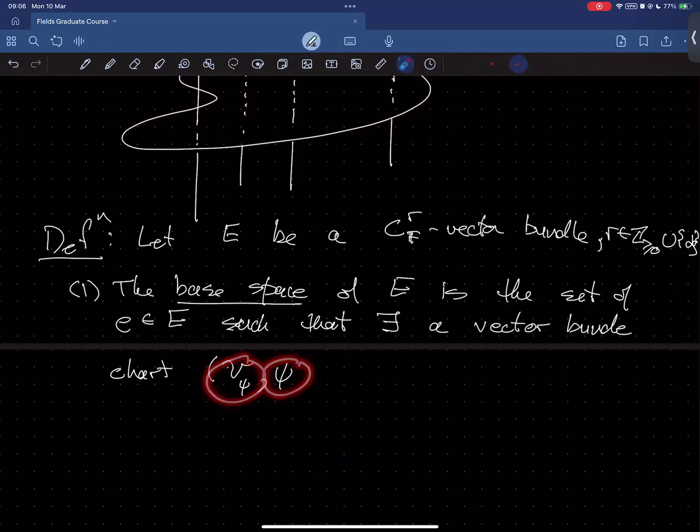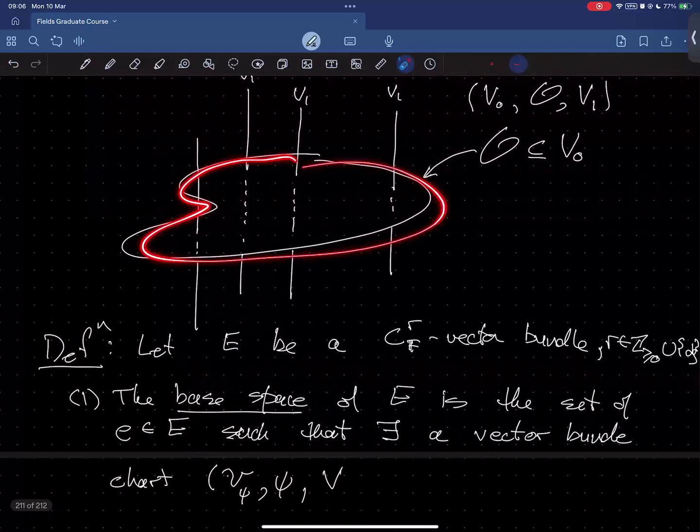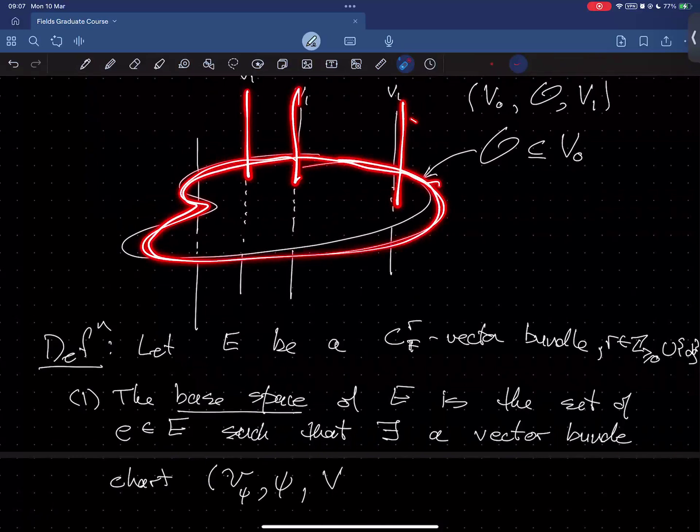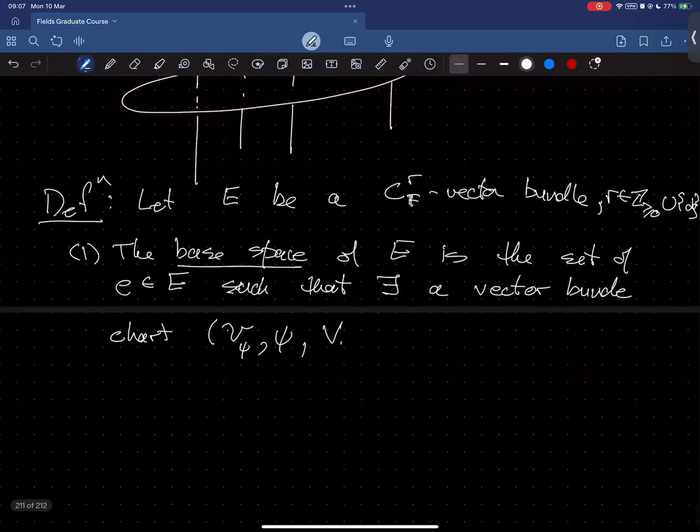And this is the chart map, just like a normal chart, except I'm using V rather than U to denote the chart domain. Then the chart codomain for a vector bundle is a product, in the same way as for local vector bundles. I have this product structure of O cross V1, so it's V psi 0 cross V psi 1. So that's what a vector bundle chart was. This was part of our definition of a vector bundle that we talked about last class.